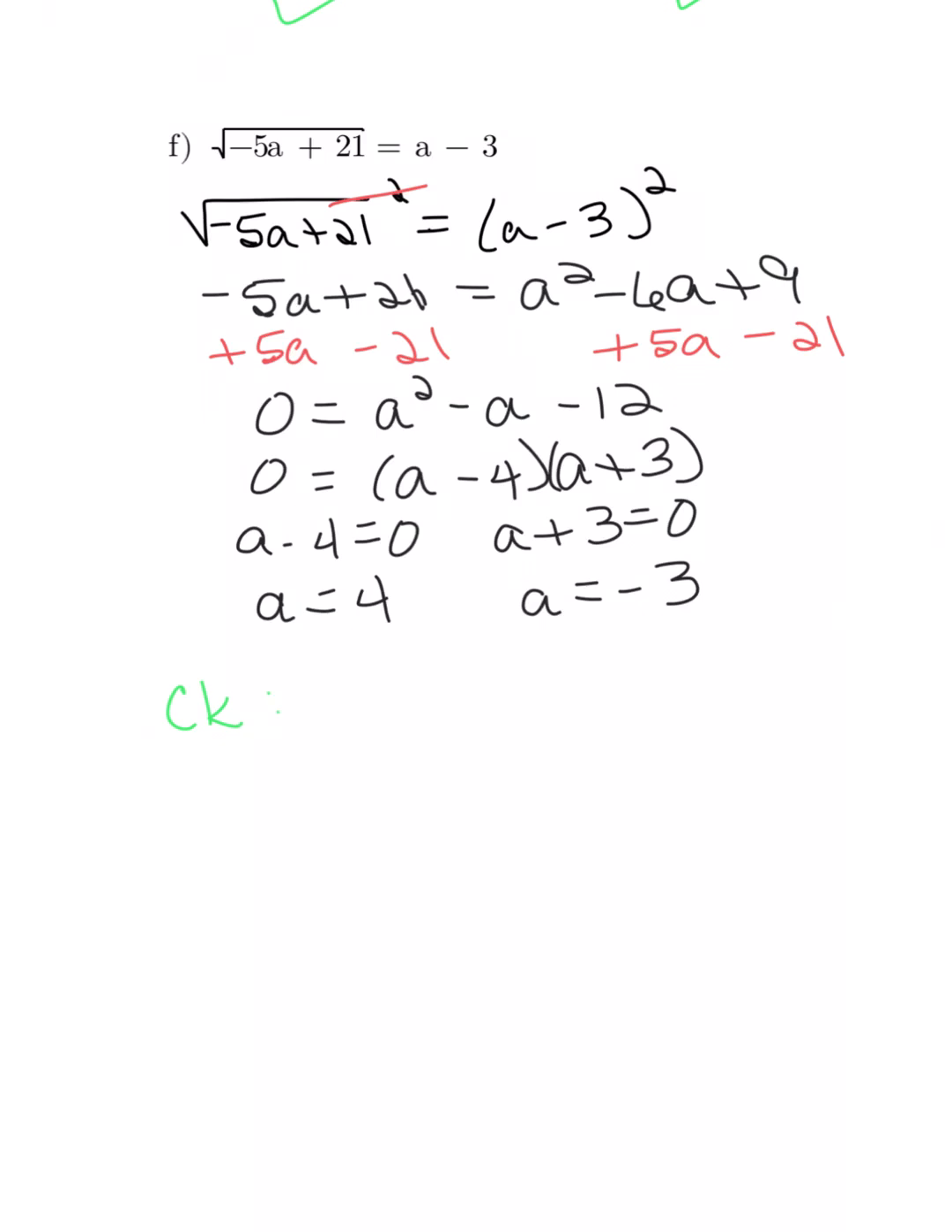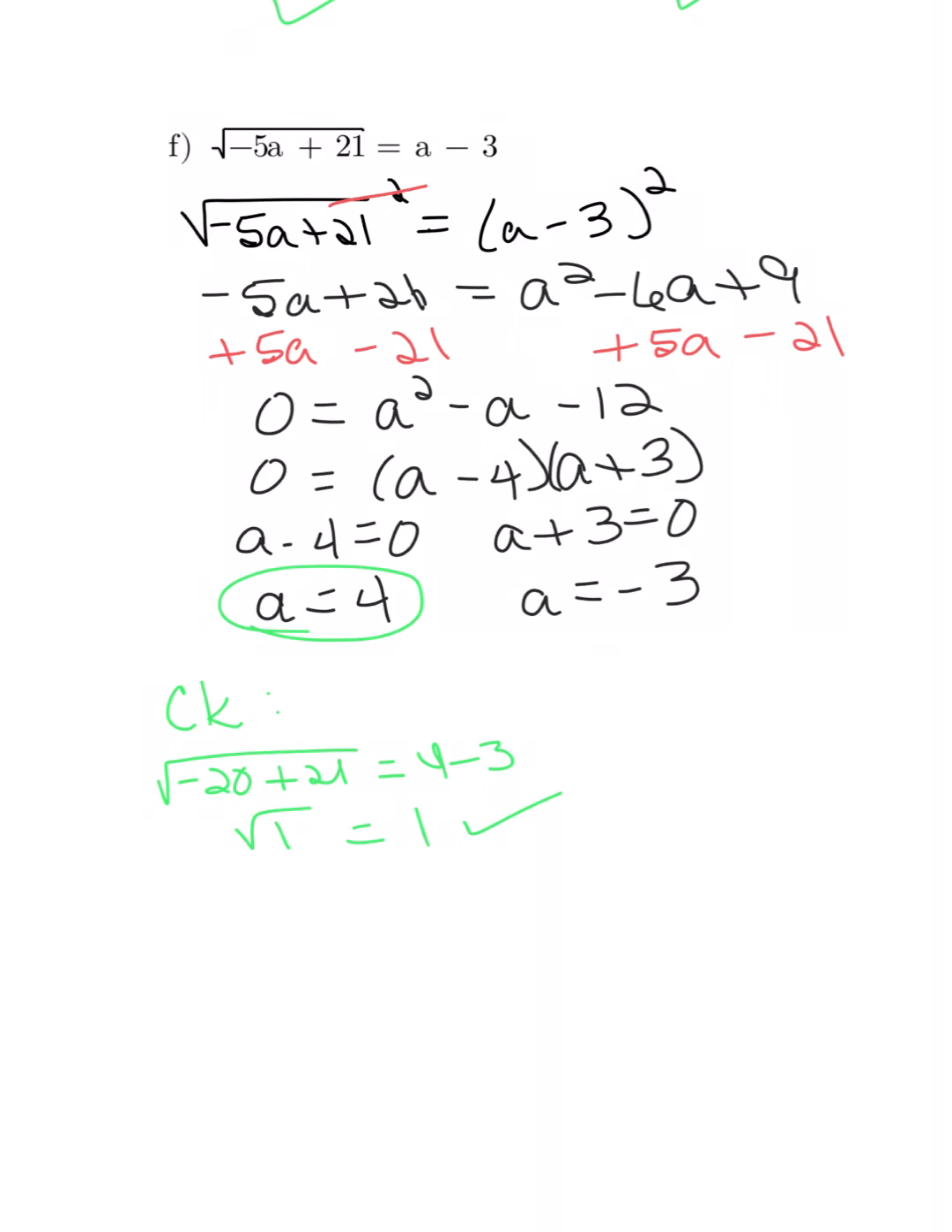If we put 4 into that original radical, we will have negative 20 plus 21 in the radical equals 4 minus 3 on the right. This will give us the square root of 1 equals 1. This is true. That means we get to keep a equals 4.